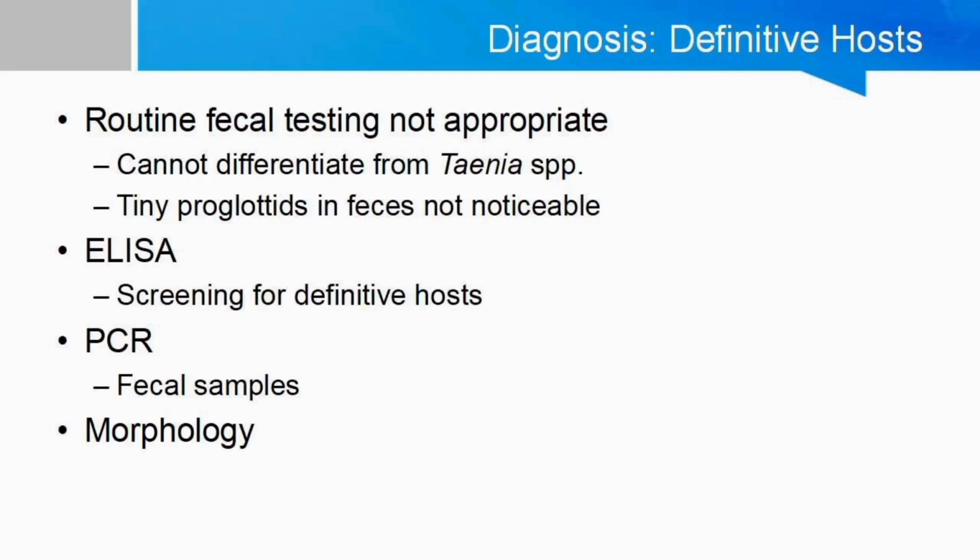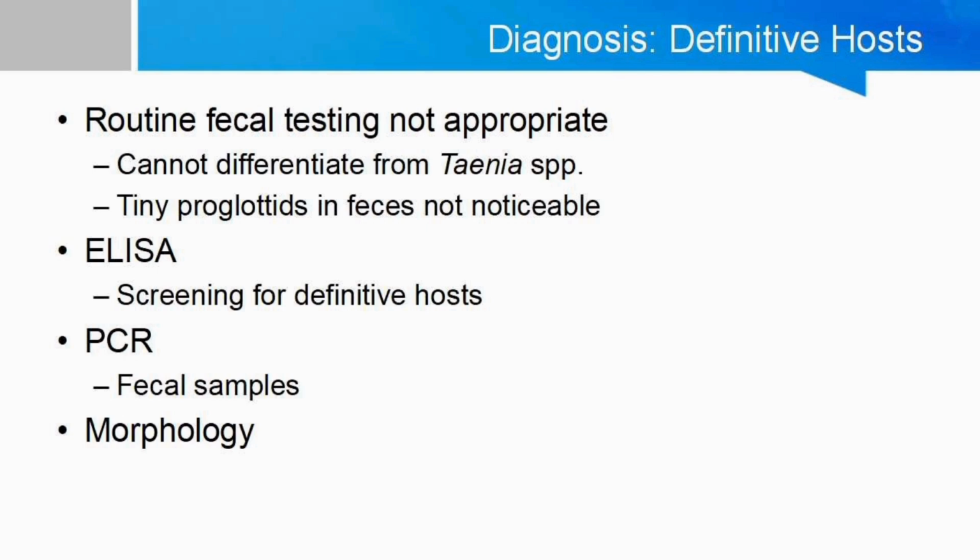Infected dogs and cats cannot be identified by routine fecal testing. Echinococcus eggs are morphologically indistinguishable from Taenia species, and the tiny proglottids are rarely noticed in the feces.